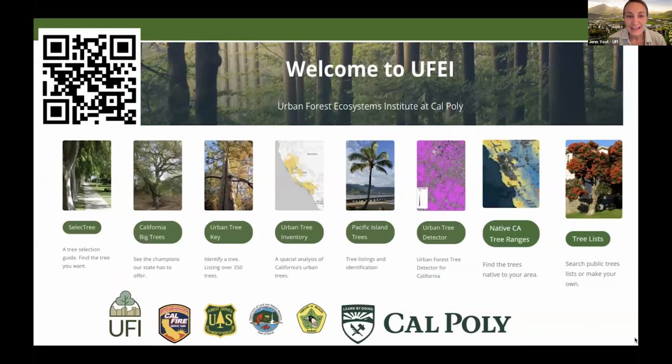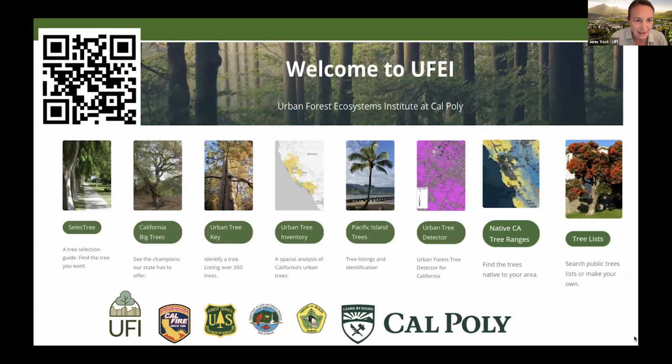So one thing that I want to make everybody aware of is that there is an ever-expanding suite of tools located at this website. This is the Urban Forest Ecosystem Institute, a website for urban forestry tools that is housed at Cal Poly in San Luis Obispo. And really, regardless of where you are from, I think you'll find many of the resources on this website useful.